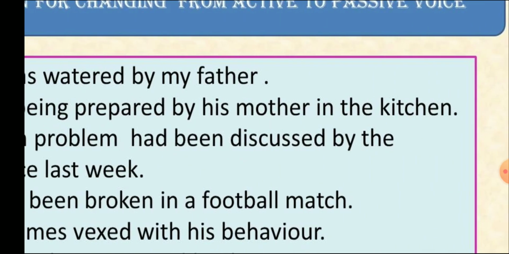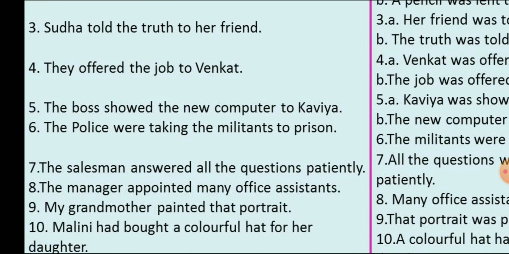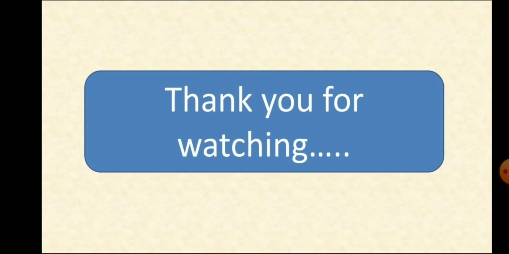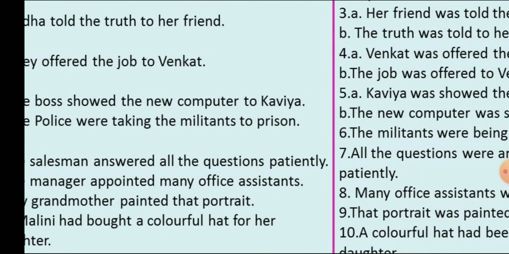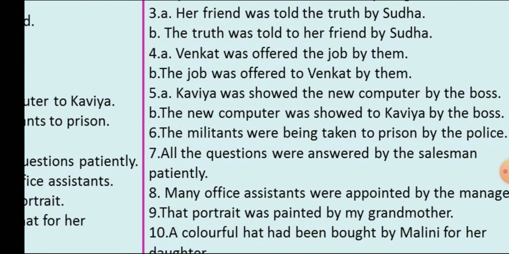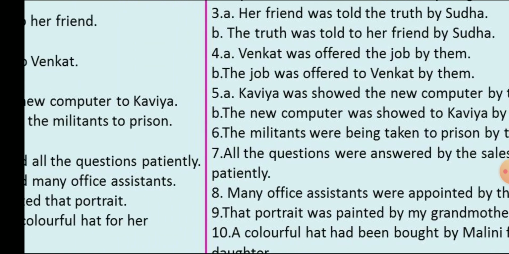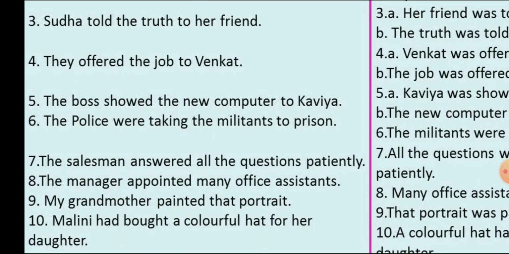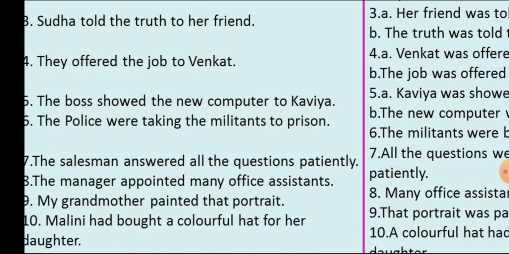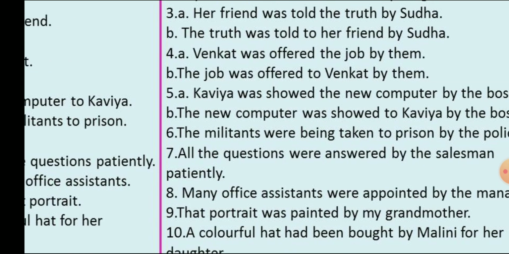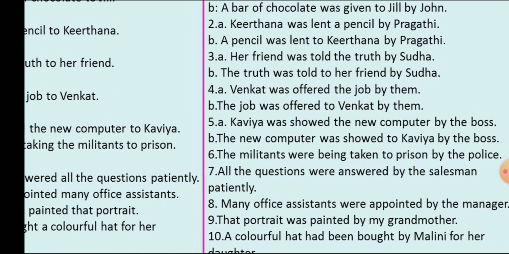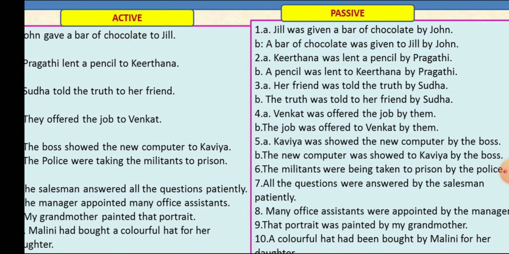Next, my grandmother painted that portrait. That portrait was painted by my grandmother. Next is, Molini had bought a colorful hat for her daughter. A colorful hat had been bought by Molini for her daughter. So I hope you might have understood how to change from active to passive for past tense forms.